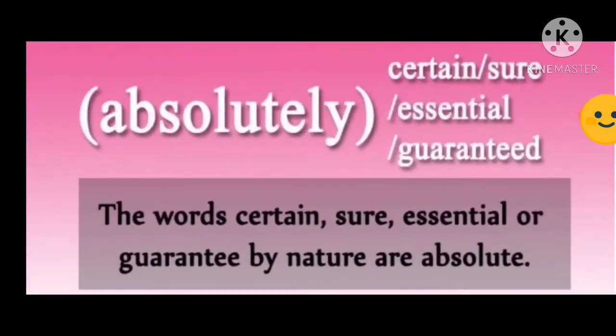Next, instead of using absolutely, use certain, sure, essential, guaranteed. Use any one of these. The words certain, sure, essential or guaranteed by nature are absolute. So we need not use absolutely certain, absolutely sure, absolutely essential, or absolutely guaranteed. That is not required. That is a redundant word.